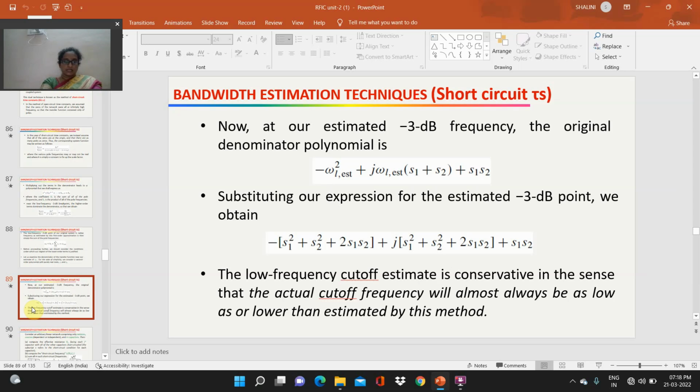The low frequency cutoff estimate is conservative in the sense that the actual cutoff frequency will almost always be as low as or lower than estimated by this method.